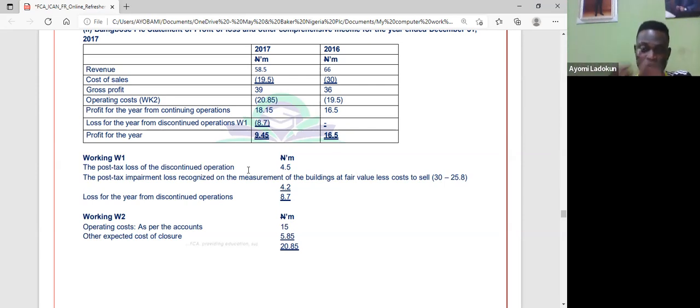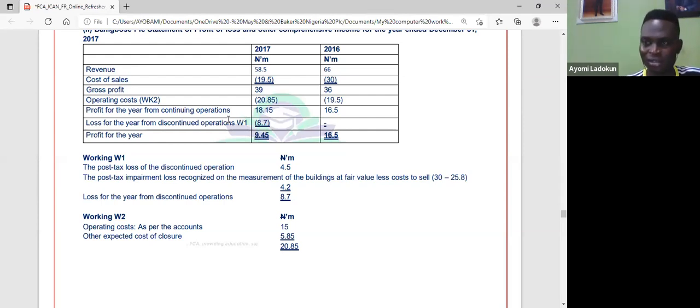So I will write it down. The difference between the two of them is 4.2. Did you see? So when we add it up, we have 8.7. So that's what you now bring into loss for the year from discontinued operation, so that you can now have profit for the year to be 9.5. And then there was no loss last year, actually, so you can have 16.5. Okay, so that's it. Take your time to look at that. It's quite simple. All you need to learn is the principle of IFRS 5, and you'll be able to solve that question successfully.